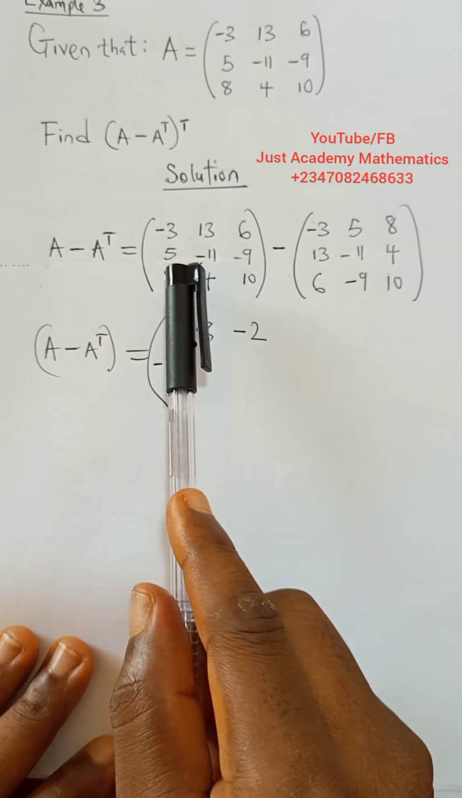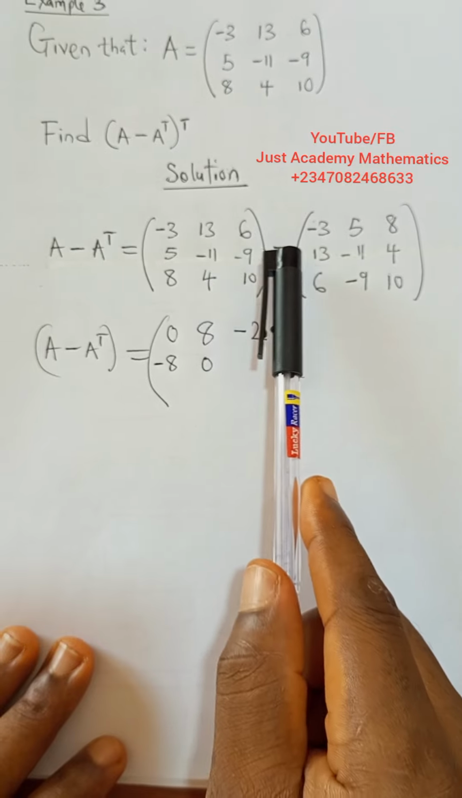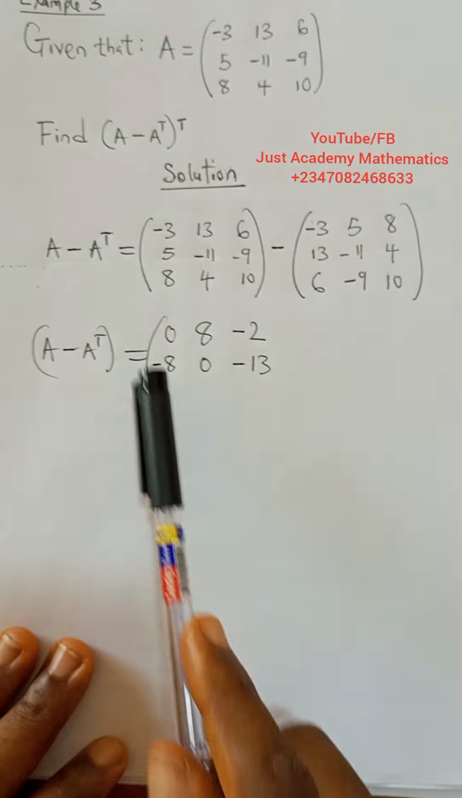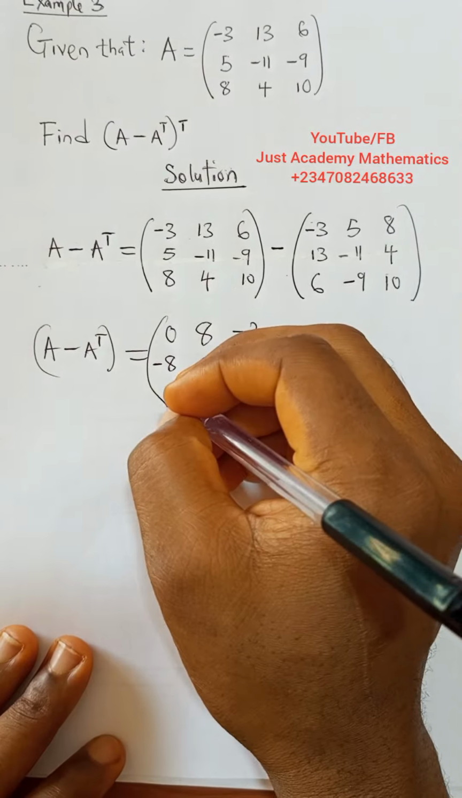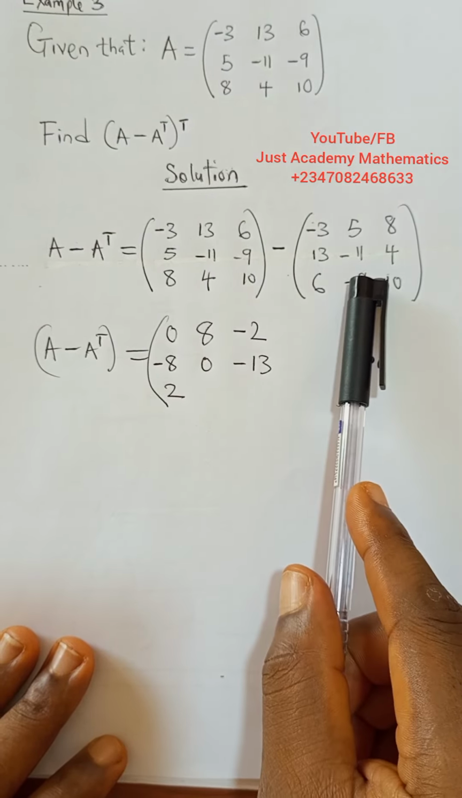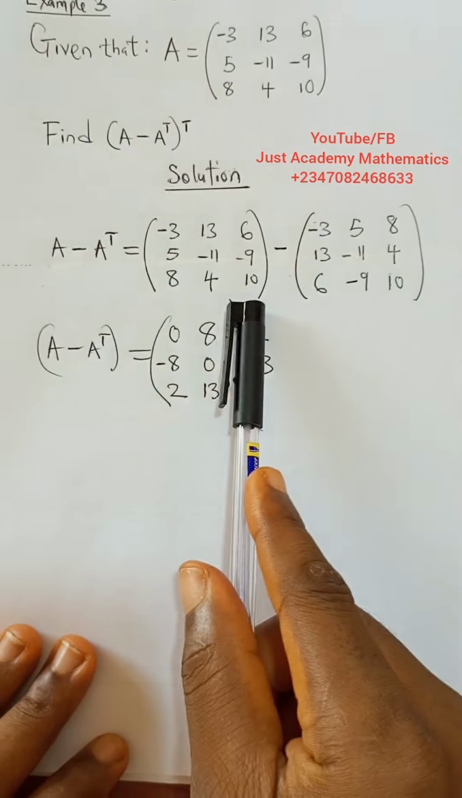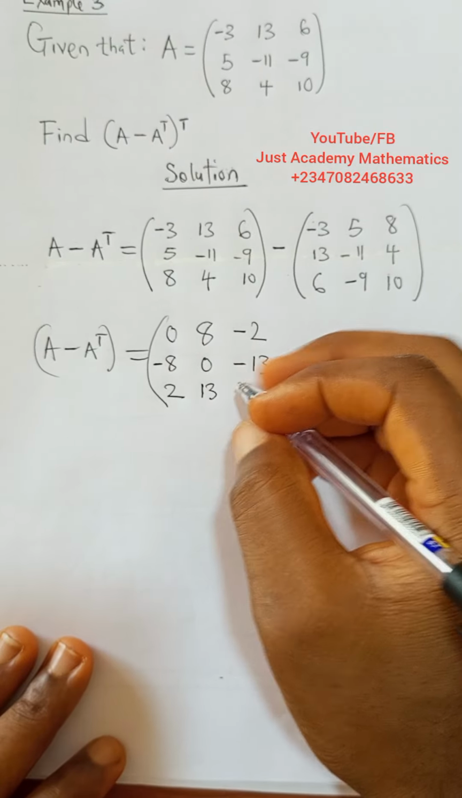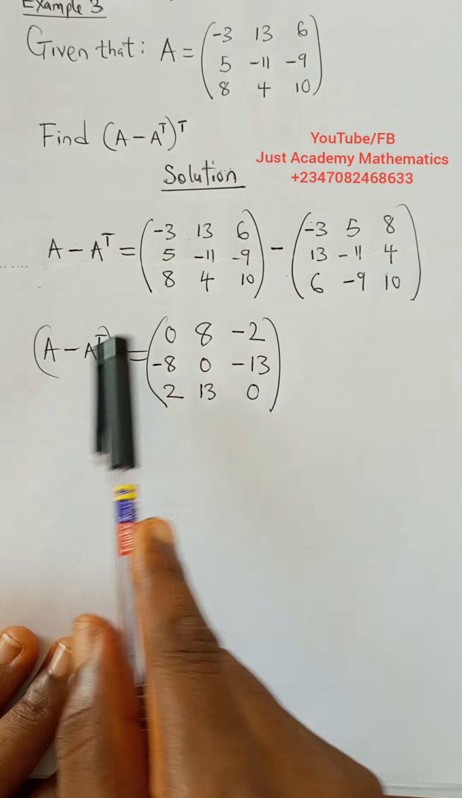Then we have minus 11 minus minus 11. Minus times minus is plus. So minus 11 plus 11 is what? 0. Minus 9 minus 4 will give us minus 13. Let's take the last ones. 8 minus 6 is what? 2, of course. And 4 minus minus 9. Minus times minus is plus. So 4 plus 9 is what? 13, of course. And 10 minus 10 is what? It will give us 0. So this is the answer for A minus A transpose.